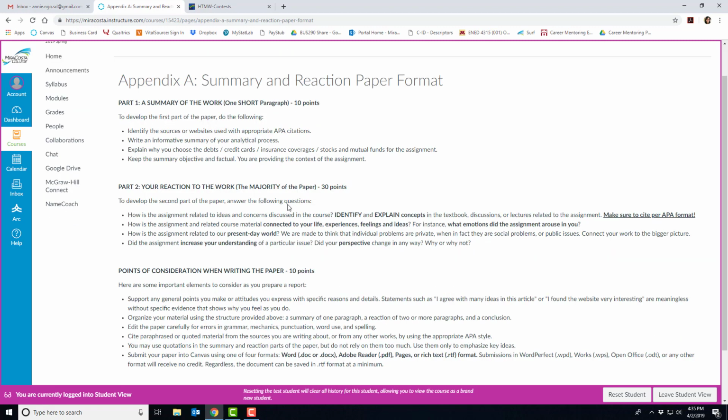And in part 2, the majority of the paper, and again, it's only one page, this is your reaction to the work. It's the same bullets we always do. So the first bullet asks you to identify the ideas and concerns from our course. So specifically, you're going to identify and explain key concepts from the textbook, our discussions, the lectures, and you have to cite per APA. There are still some folks that are not integrating anything from the course into the paper.